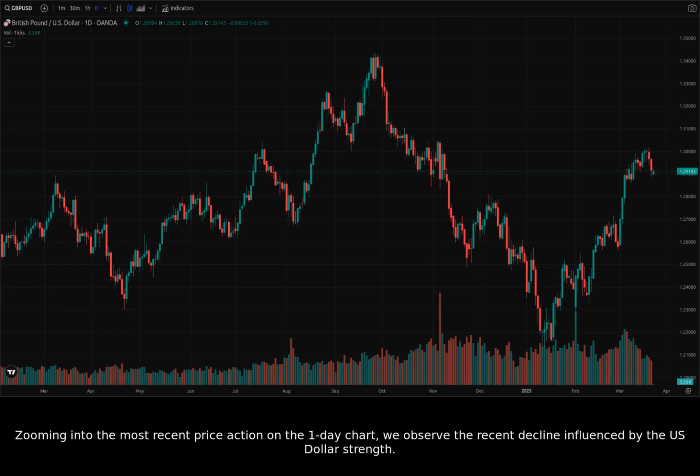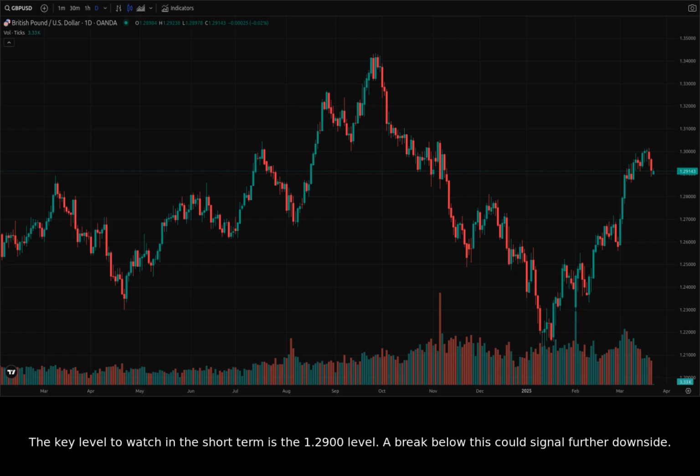Zooming into the most recent price action on the one-day chart, we observe the recent decline influenced by the US dollar strength. The key level to watch in the short term is the 1.2900 level. A break below this could signal further downside. On the other hand, recovering above 1.2950 could alleviate some bearish pressure.